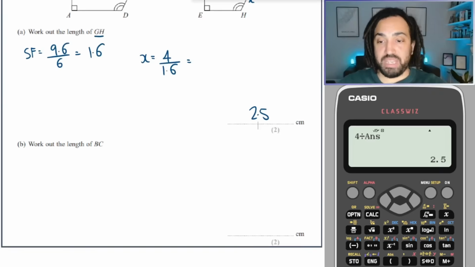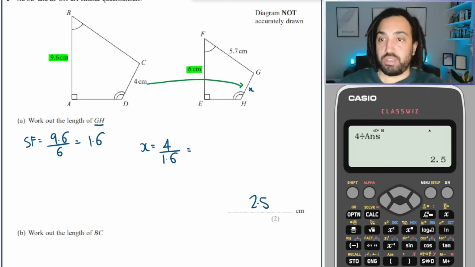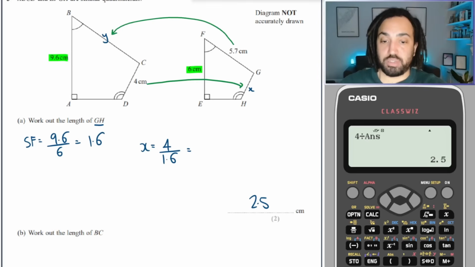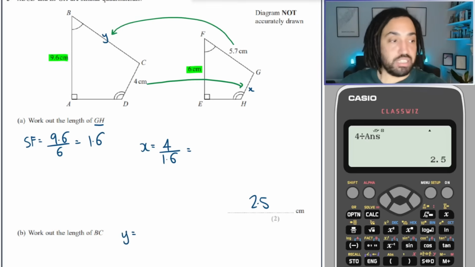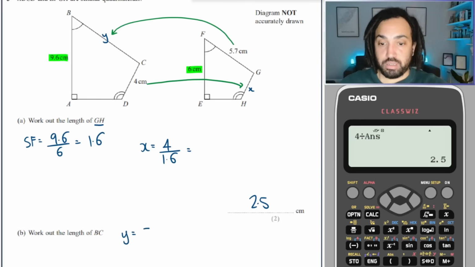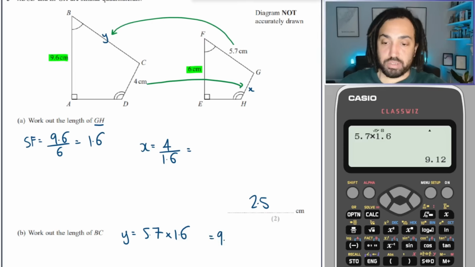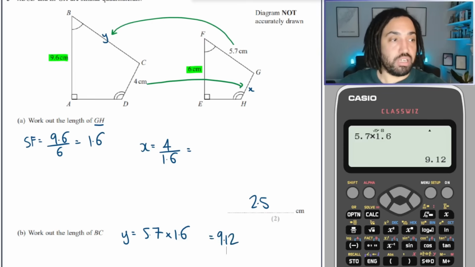And then BC. BC is this one up here. Let's call it Y. This time we're going from small to big, so we're going to multiply by the scale factor to find Y. So Y is equal to 5.7 multiplied by the scale factor 1.6, which is 9.12. Okay, great.